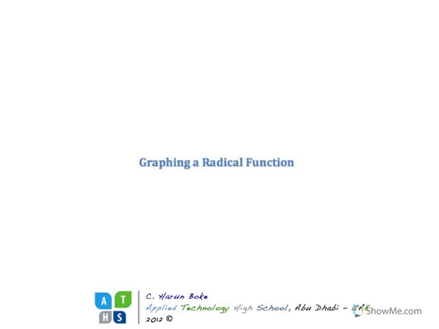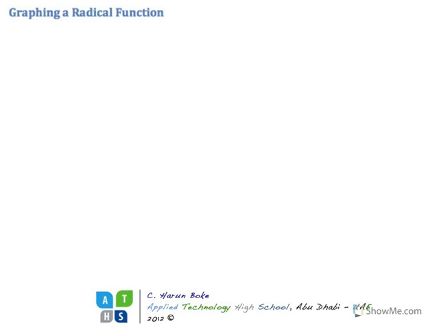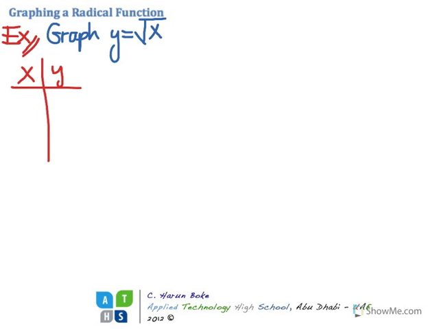Okay, now in this video we are going to see how to graph a radical function. Let's go through an example. To draw the graph of y equals square root of x, we first need to make a table. So to fill in this table, I'm going to choose the values of x and then substitute in the function to find the value of y.